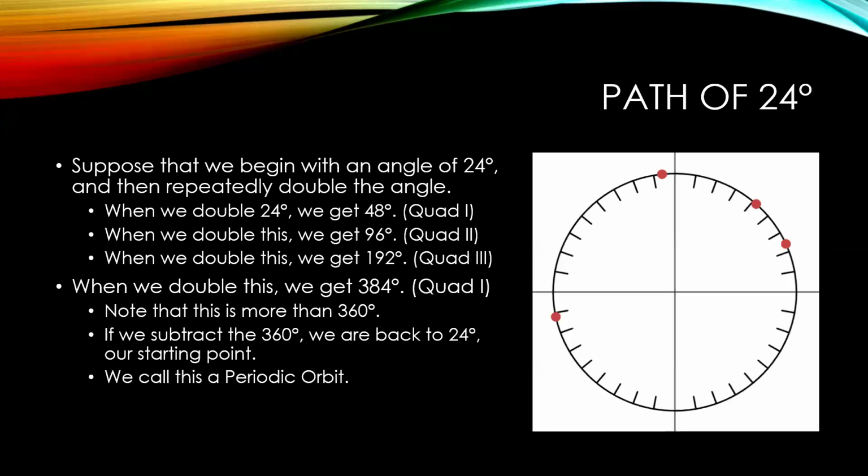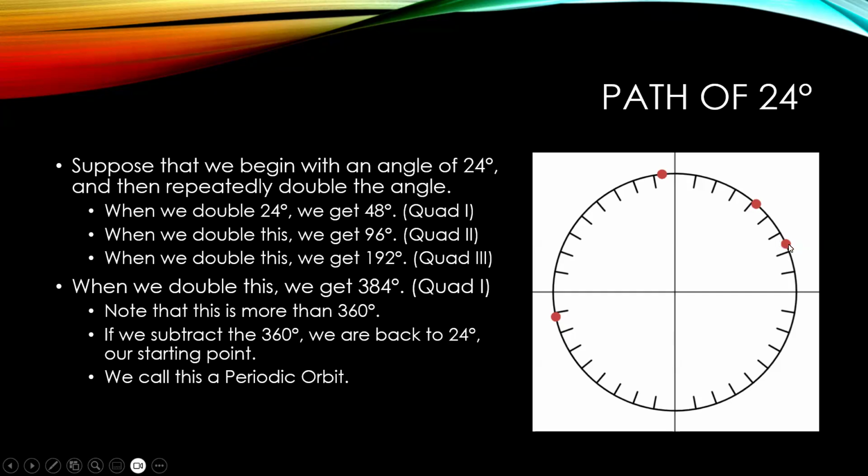And we'll keep degrees for now because degrees end up being fairly nice. And so if we start at 24 degrees, which would be this red dot here, when we double it, we get 48 degrees. When we double it again, we get 96 degrees. That's going to be up here. When we double that, we're going to get 192 degrees, which is down here. When you double 192, you get 384, which when you subtract the 360 brings you back to 24 degrees.